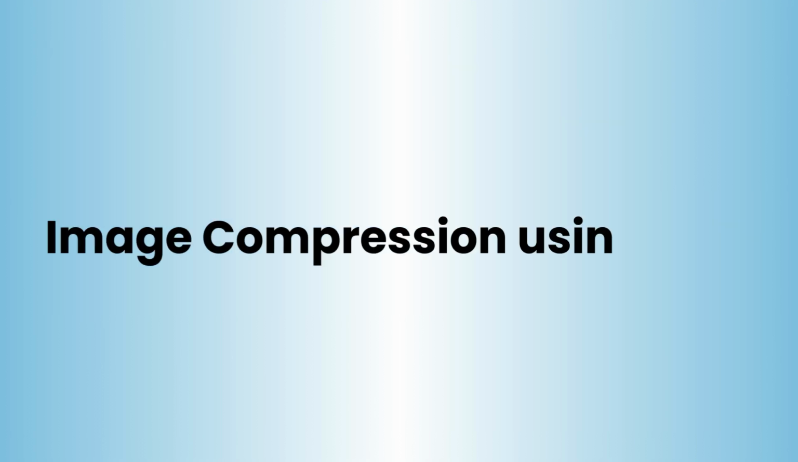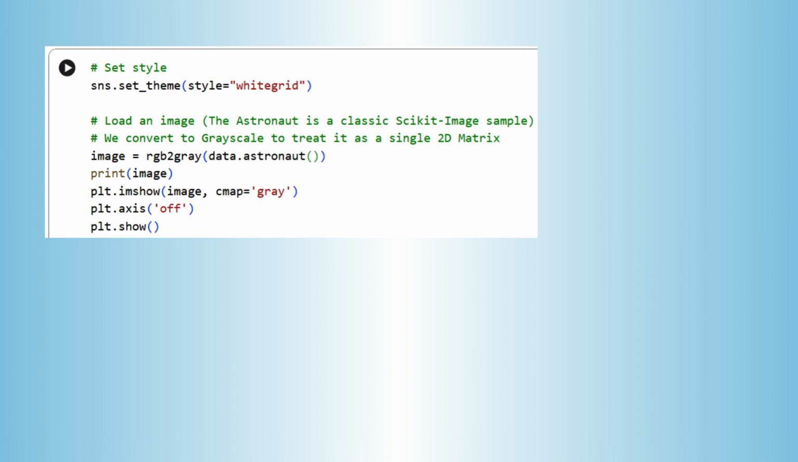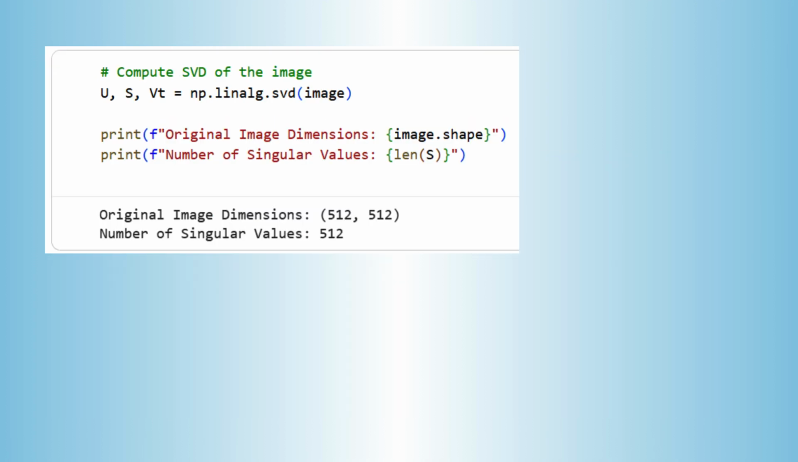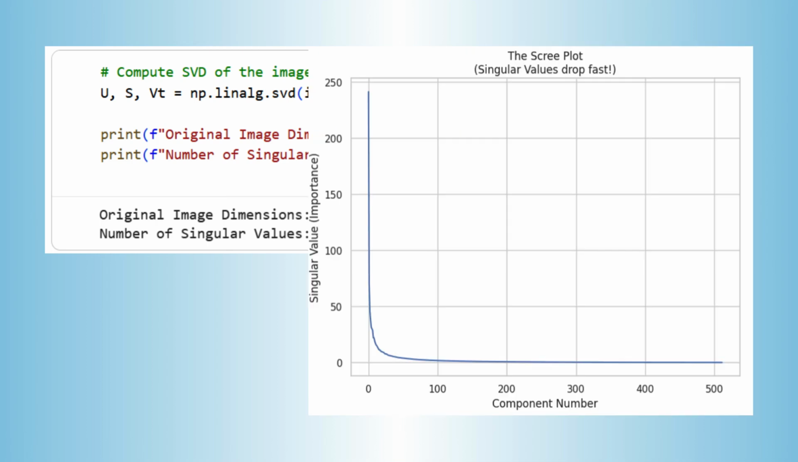Let's take an example of image compression. To a computer, a grayscale image is just a massive matrix of numbers representing brightness. We load this image and run SVD. The singular values tell us how much information is stored in each layer of the image. Let's plot them. Look at this plot. The curve drops very fast. The first few values are huge. The rest are close to 0. This tells us that the vast majority of the image detail is contained in the first few components. The tail end is just noise.